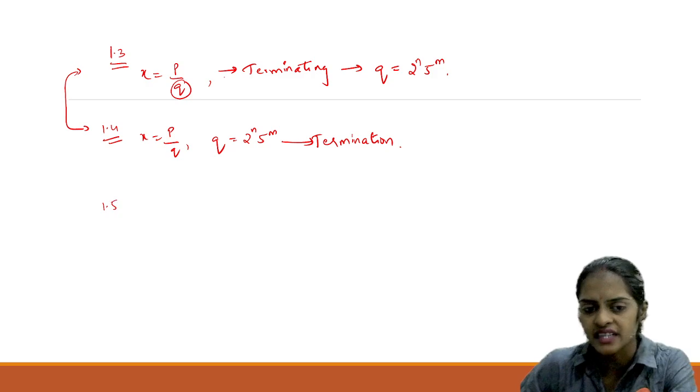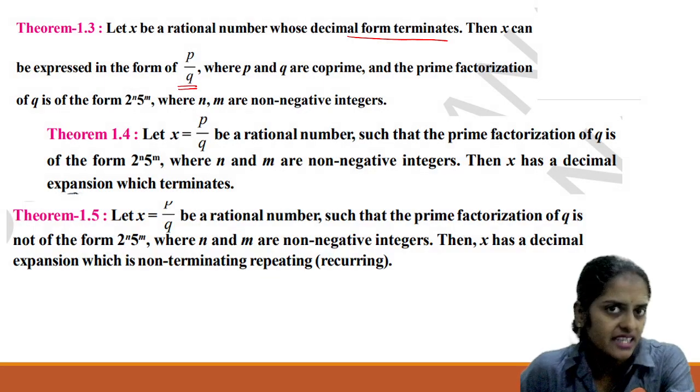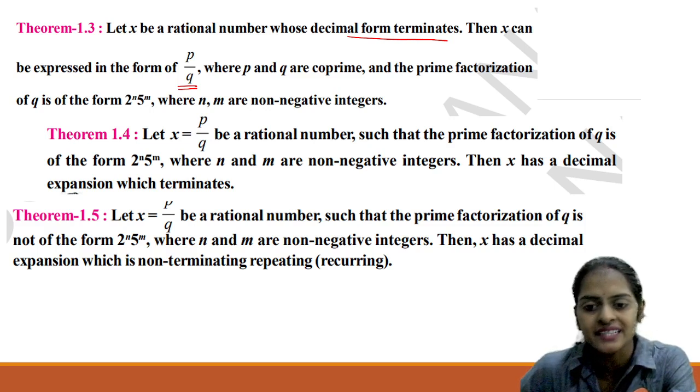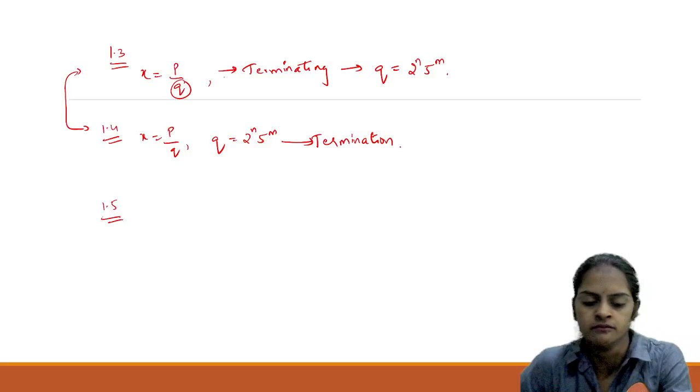Now 1.5 tells you that if x is equal to p by q is a rational number and the prime factorization of q is not of the form 2 power n, 5 power m, then it is non-terminating repeating.